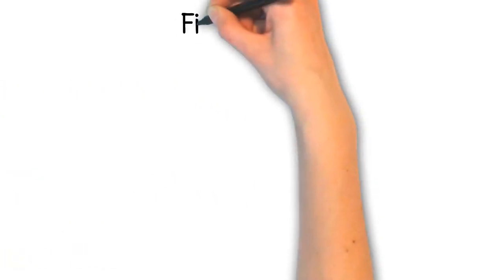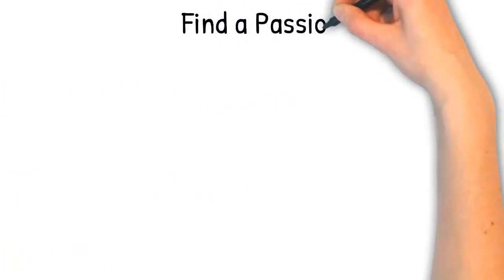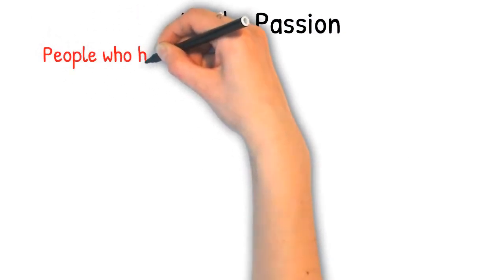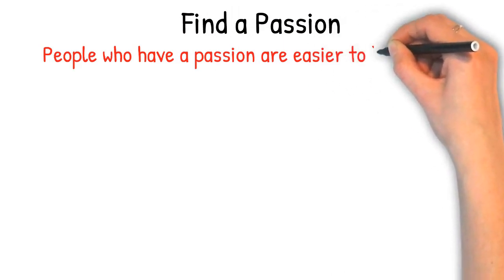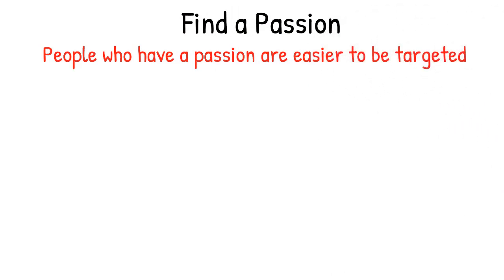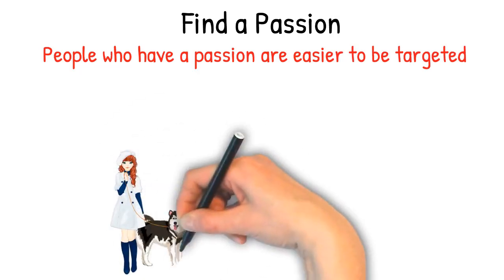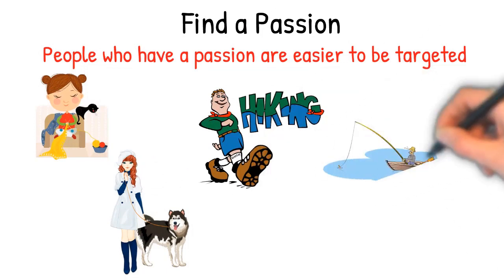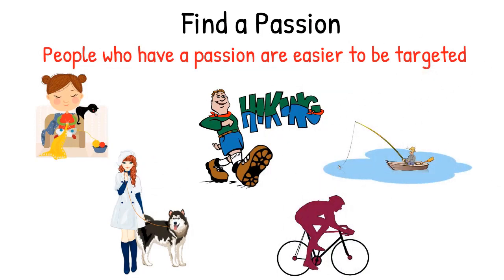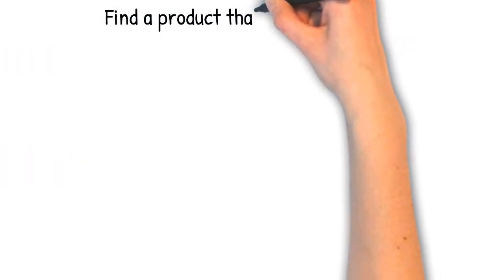The first criteria is to find a passion. People who have passion are easy to target on social media ads, and they are usually willing to buy products that go with their passion. For example, think about dog lovers, about people who like to knit, who like to hike, who like to go fishing, cycling, reading. These are passions. Search for passions.